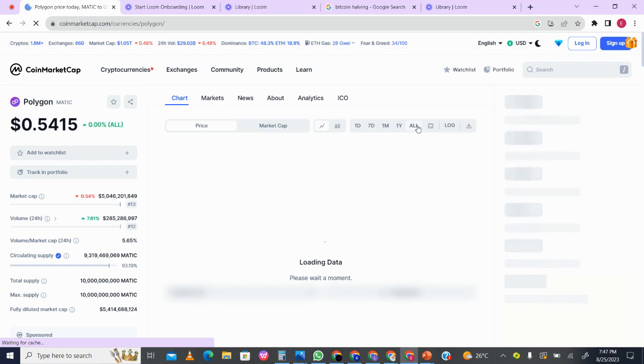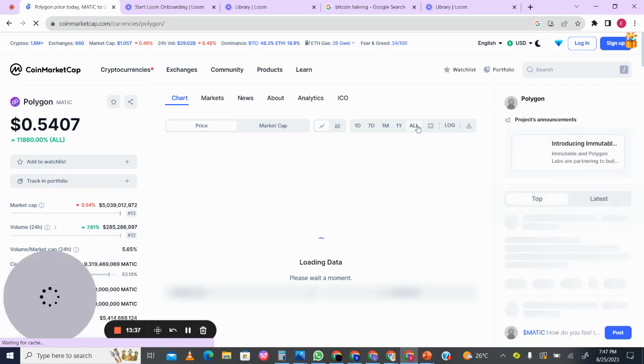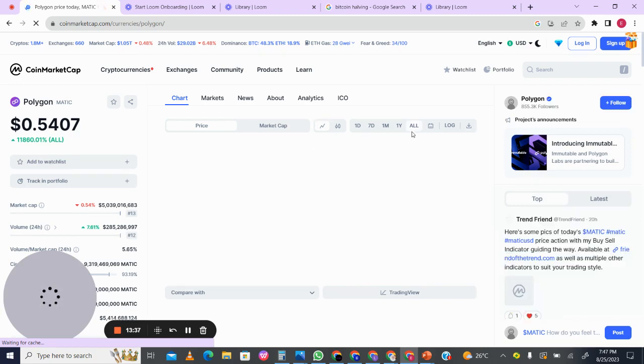When Bitcoin goes up, the rest of cryptos goes up. When Bitcoin goes down, the rest of the cryptocurrencies goes down. So it alternates like that. In the third wave of Bitcoin halving, that is when Polygon was actually created around 2019. Let's see how it went.